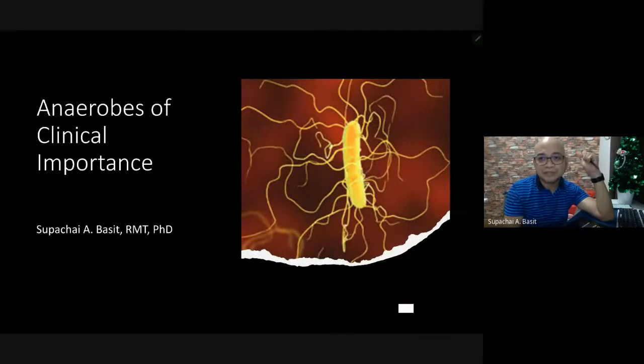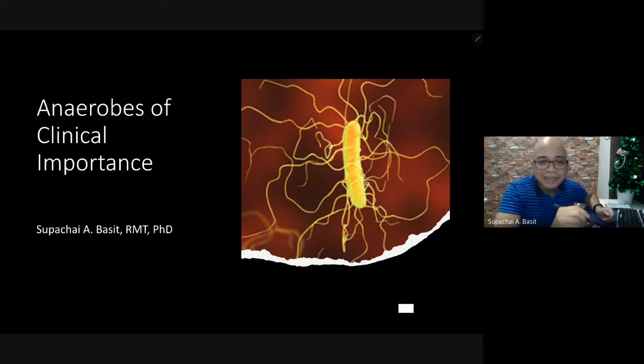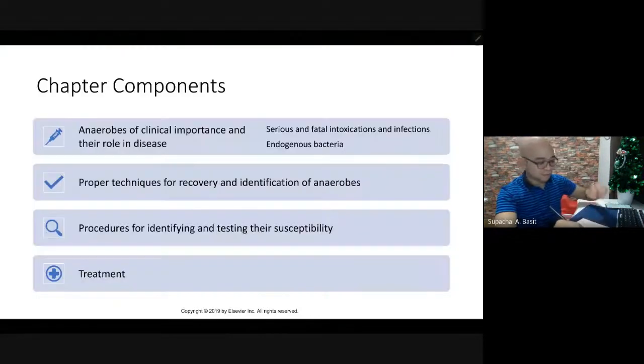So for today's session, we will be discussing the anaerobes of clinical importance. So what do you mean by anaerobe? For this particular meeting, we will be discussing the following: the different types of anaerobic bacteria, including the serious and fatal intoxication, the endogenous bacteria.